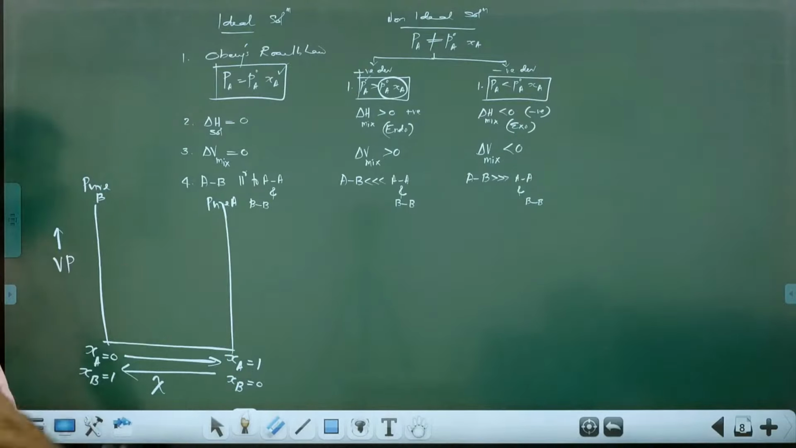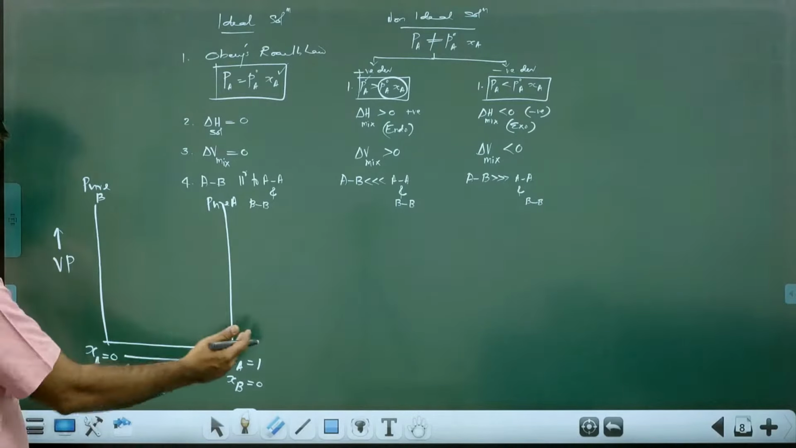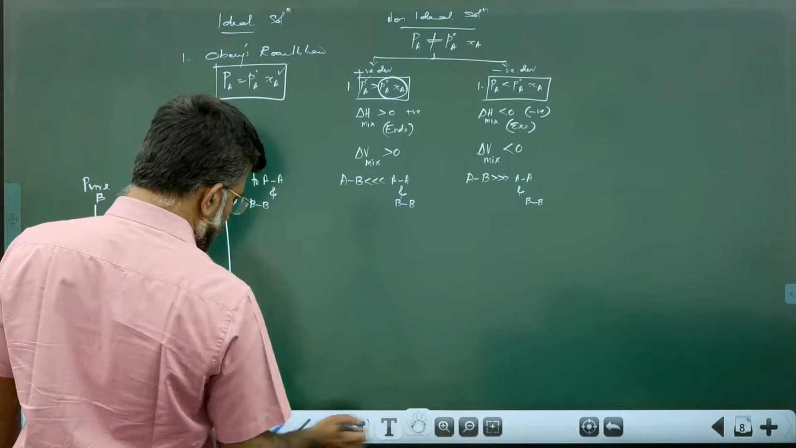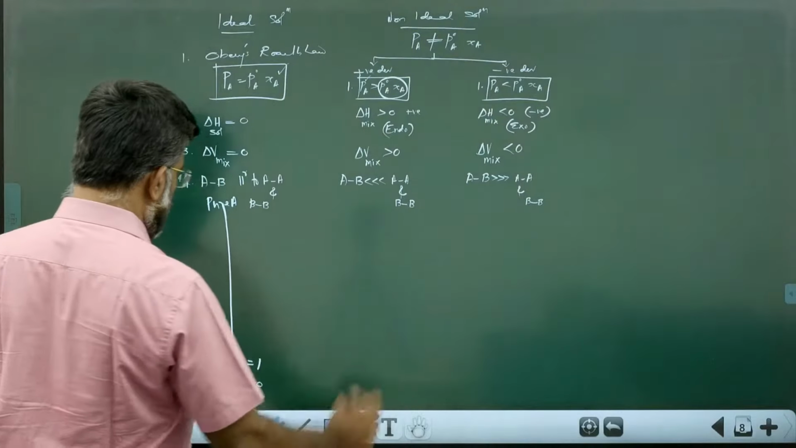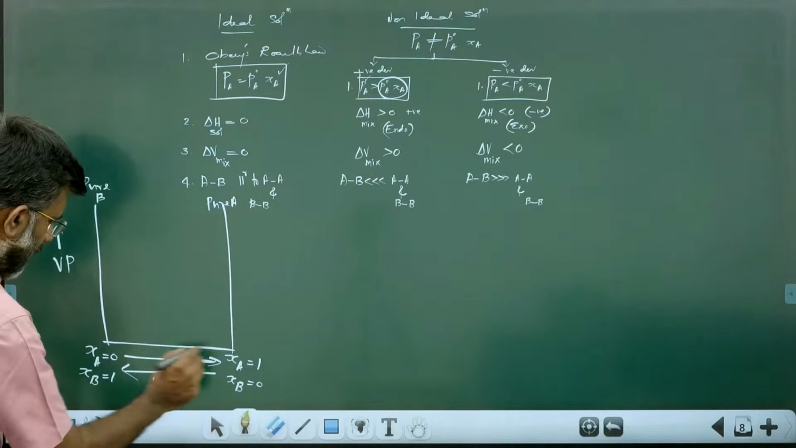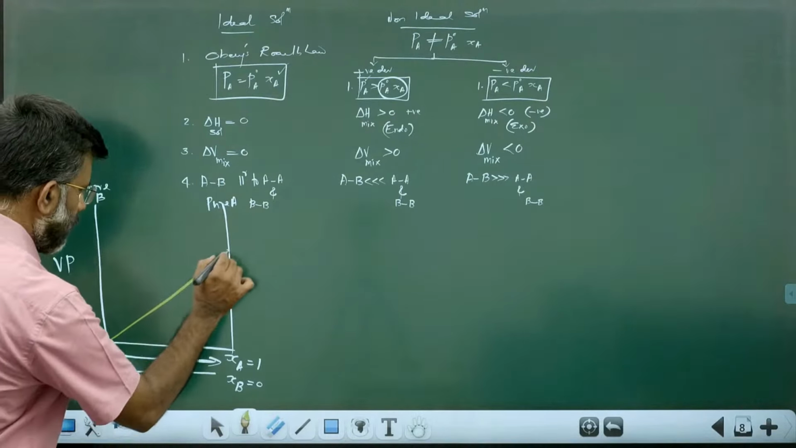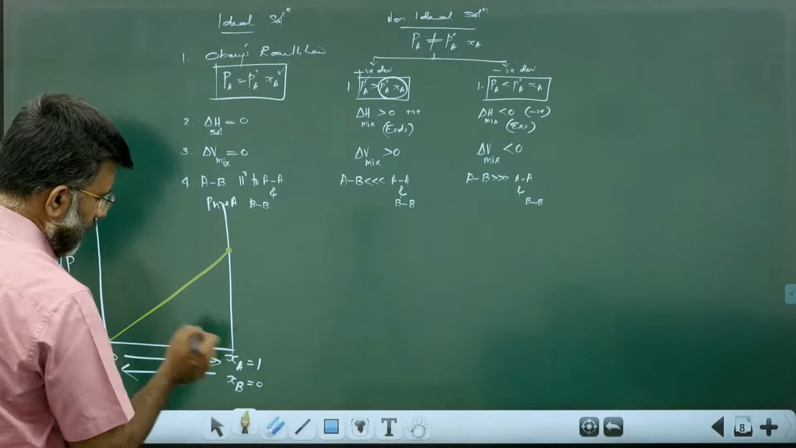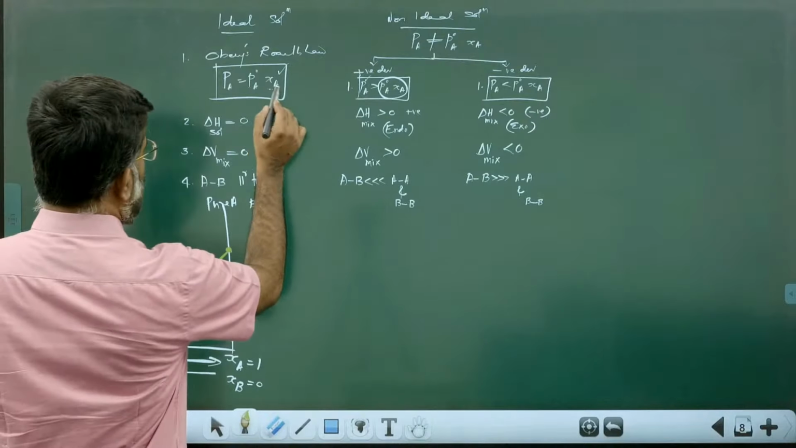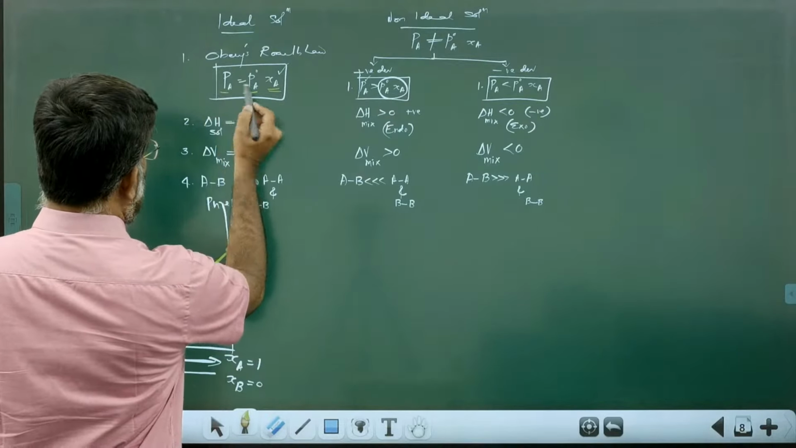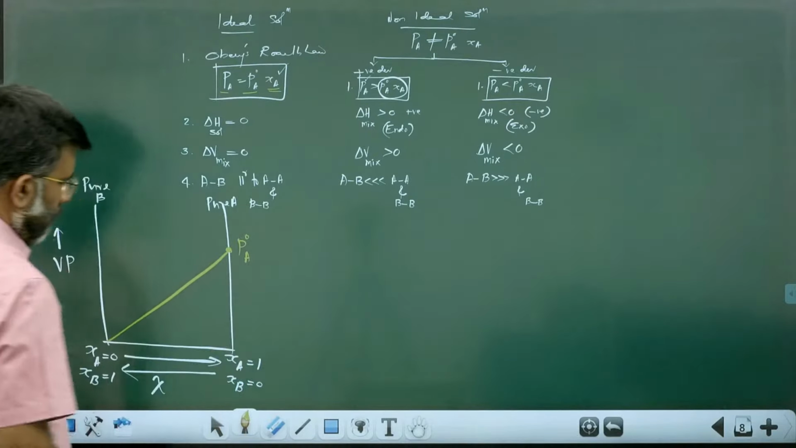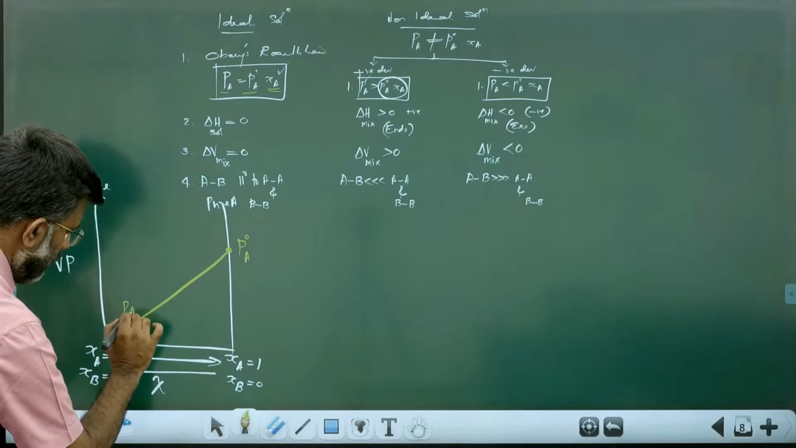From left to right, A increases. From right to left, B increases. So how is going to be the graph? According to Raoult's law, as A increases, vapor pressure increases. And what is this point? At this point, XA equal to 1. When XA equal to 1, PA equal to P naught A. So this is P naught A, and this is the graph for PA.